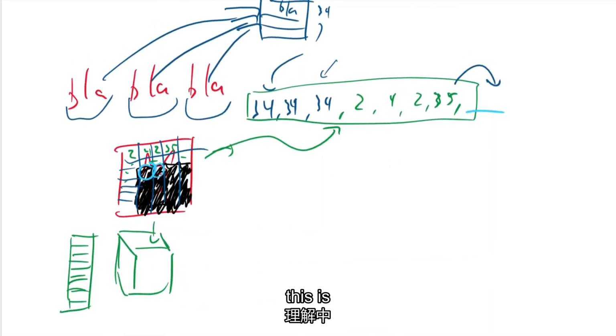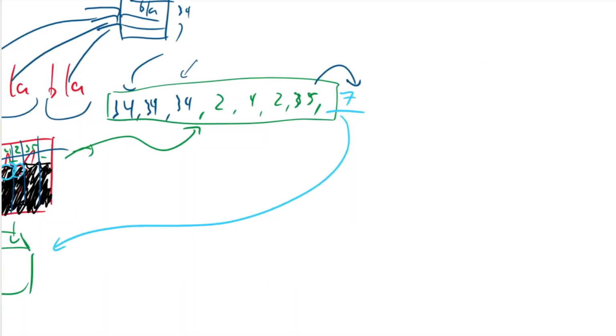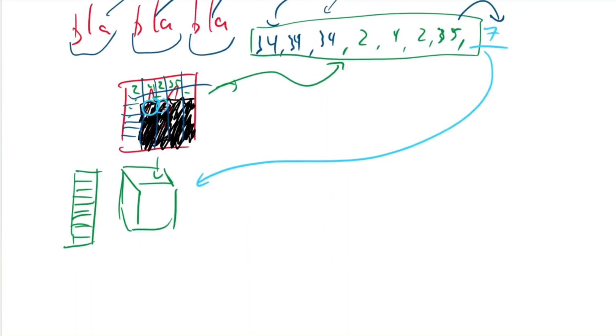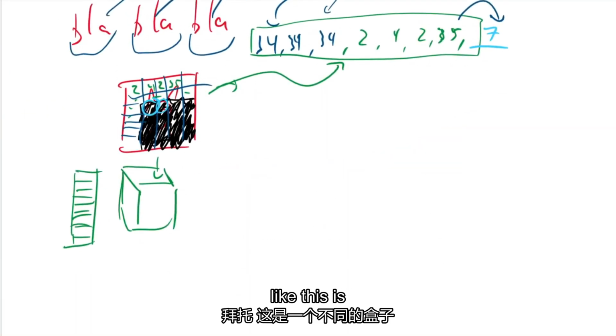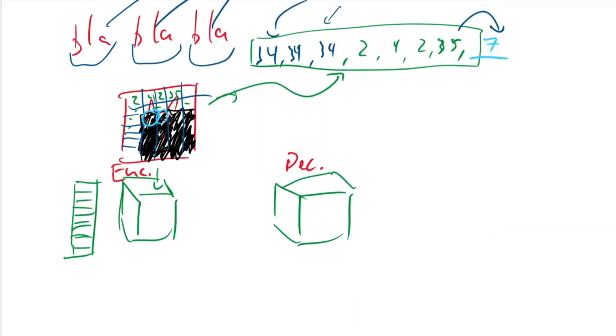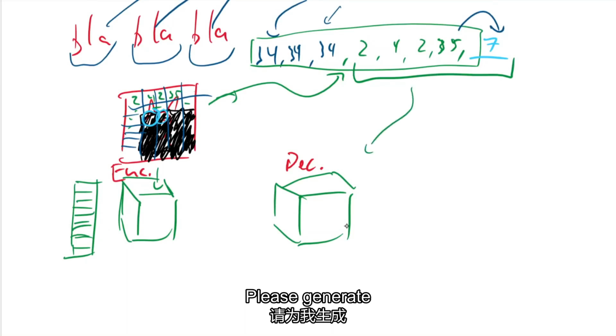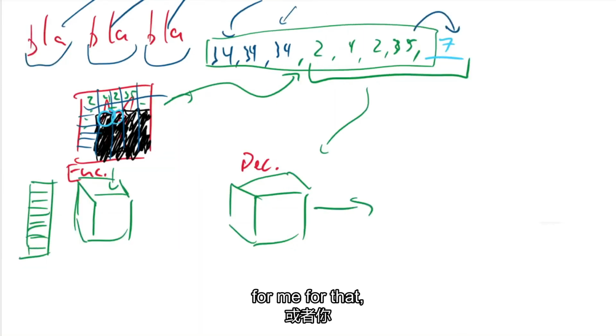Now, in my understanding, this is all the model does, because once you have that token, so if the model says this is number 7, you go to a different box. This is the encoder of the VQVAE. And now you go to your decoder that you've also pre-trained, right? This is a different box. And you ask it, I have this image, I have 2, 4, 2, 35, and 7. Please generate an image for me for that.